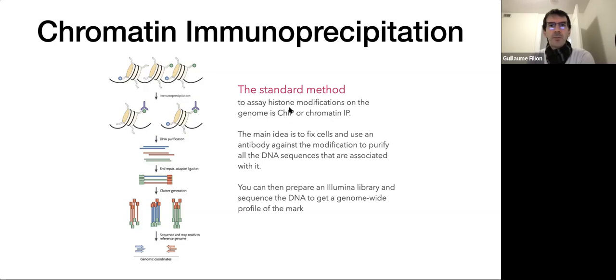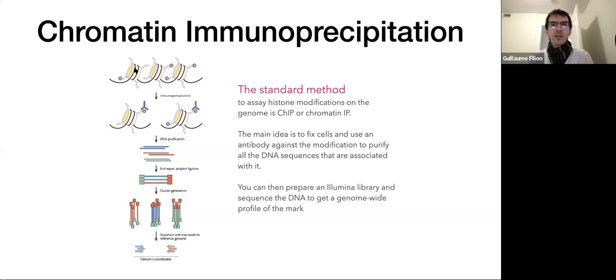You see ChIP-seq. The main idea is to fix cells and use an antibody against the modification to purify all the DNA sequences that are associated with it. So you have this scheme here, and you're really interested in that histone modification, which is in green here.